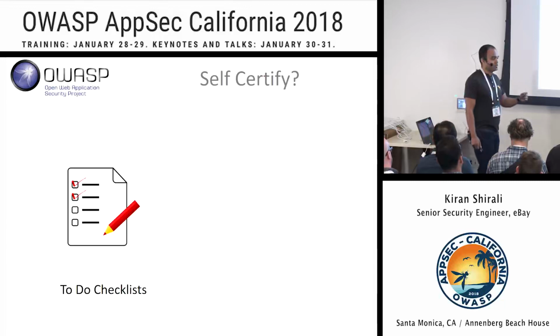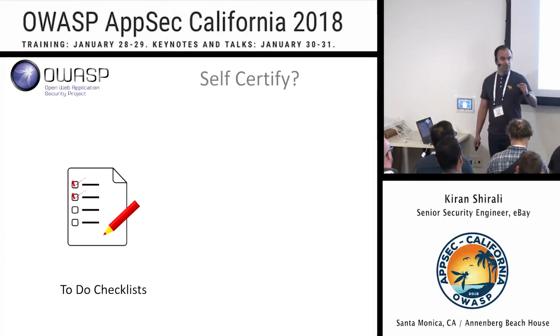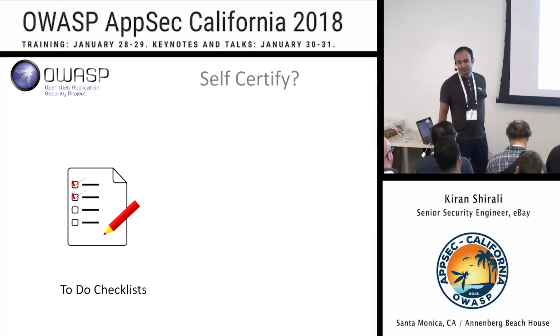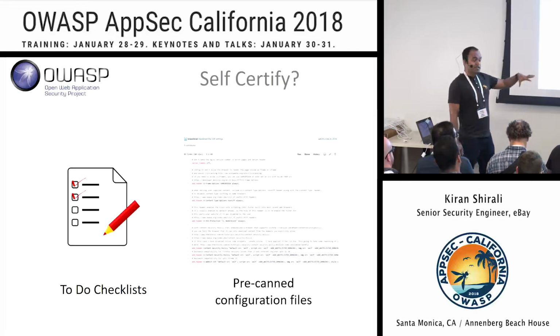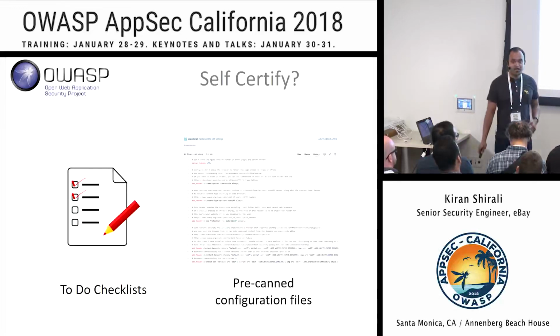And every time somebody came to us for a pen test, we said, here's the checklist. You need to go through this checklist and make sure that you're doing everything on the checklist. If you're not, we won't pen test you. So your timelines, if you've got timelines for a particular program, not our problem, right? So to evangelize it, we even wrote pre-canned configuration files for Nginx, for Apache, for Tomcat. We tried evangelizing all of this.